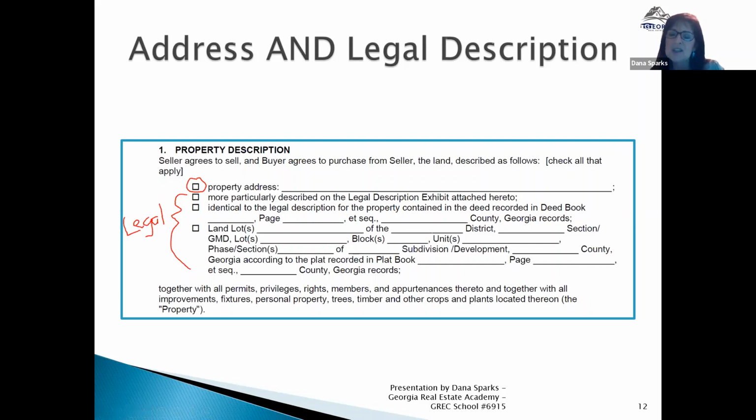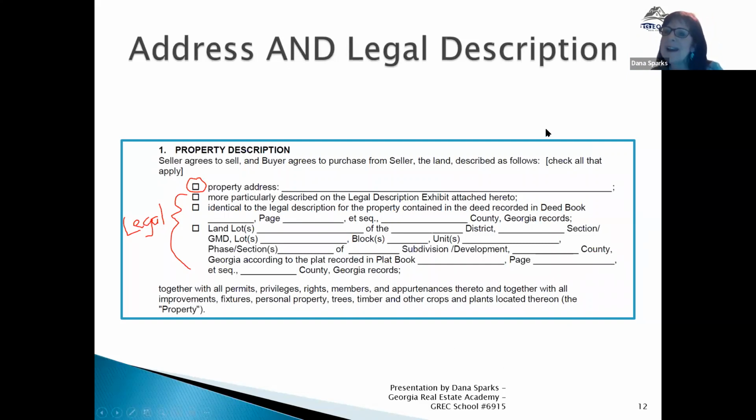But Georgia is one of the original 13 colonies. Therefore, there are lots and lots and lots of claims to the land here in Georgia, and a lot of the land has been divided and subdivided throughout these 200 plus years. So a legal description is very important.